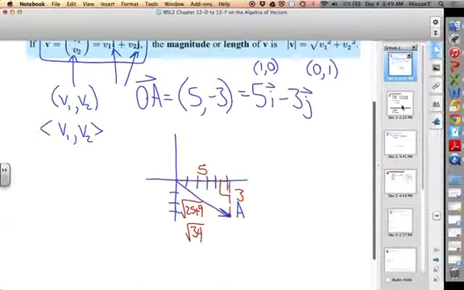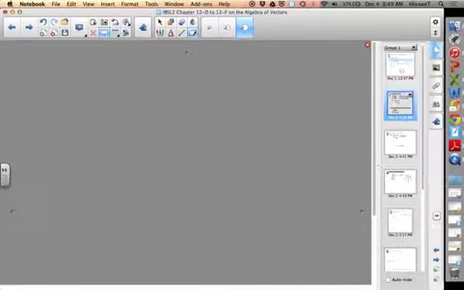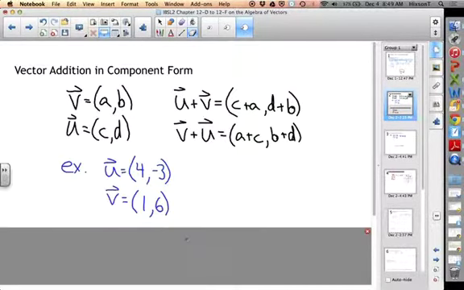Up to this point, we've been doing vector addition by drawing it, alright? And when we're dealing with component form of a vector, we don't need to draw it anymore, and we're going to get an actual component form of the resultant vector.